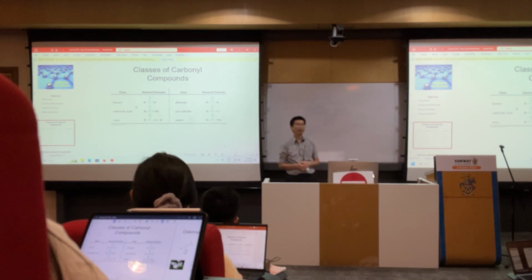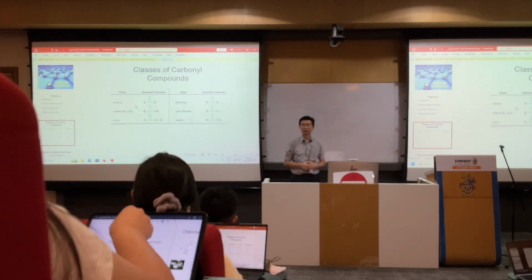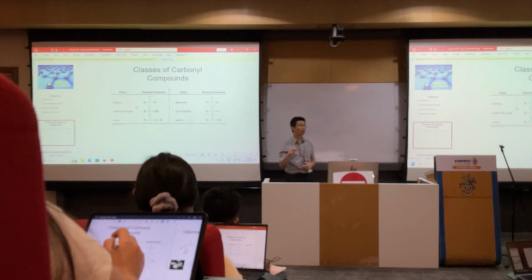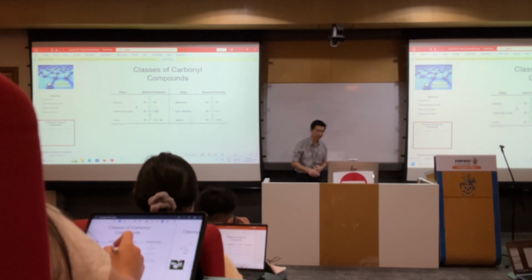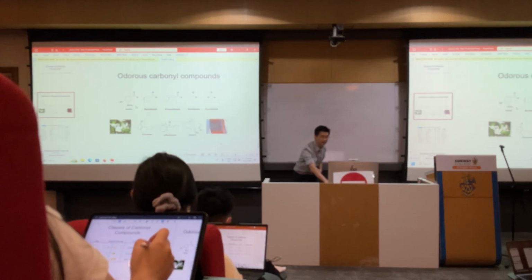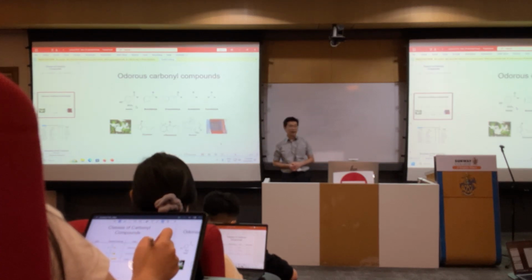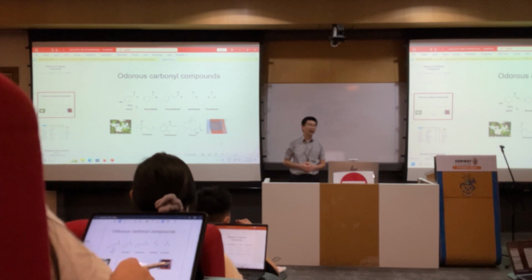Amide, okay, amide is the component in a protein or peptide. We have a C double bond O and NH. Okay. Carbonyl groups are odorless carbonyl compounds.